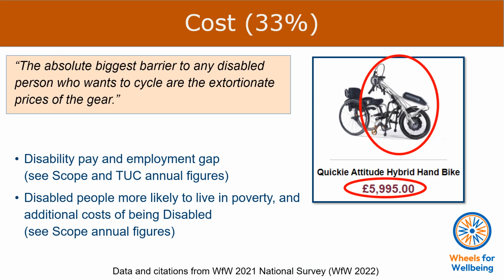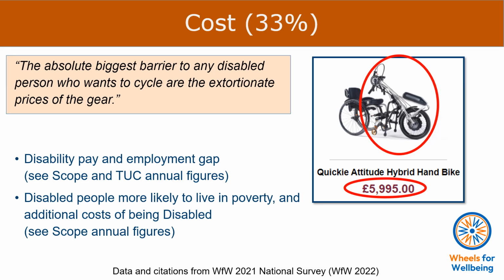So after the infrastructure and parking and storage barrier, the next barrier that was most frequent that disabled people mentioned was the cost of non-standard cycles or adaptations to cycles, which were highlighted by a third or 33% of respondents. One of them said, "The absolute biggest barrier to any disabled person who wants to cycle are the extortionate prices of the gear."